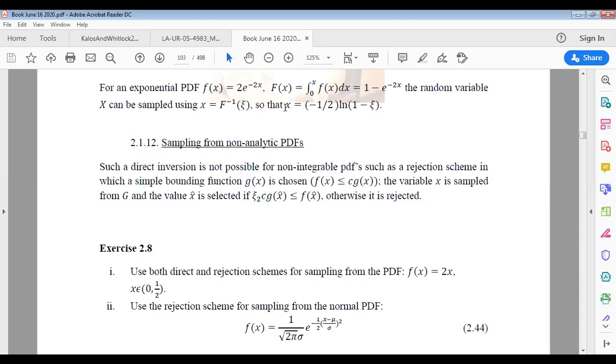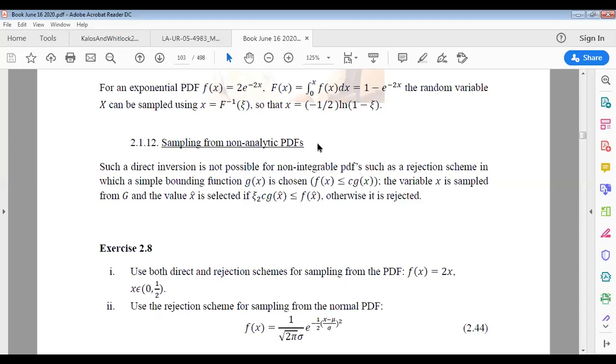When I make your assessments, I'll have something in the quiz like this, because if I give you an easy function, you should be able to integrate it, you should be able to invert it, and you should be able to get something like this. Now, if I do not give you something simple, then it's this section over here. Then that means sampling from non-analytic PDFs, numerically given PDFs.